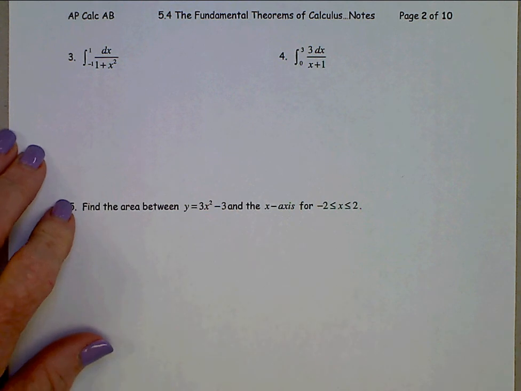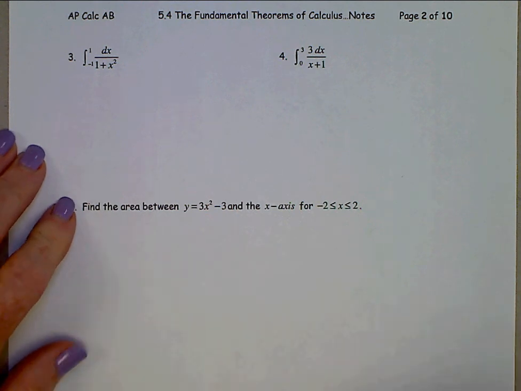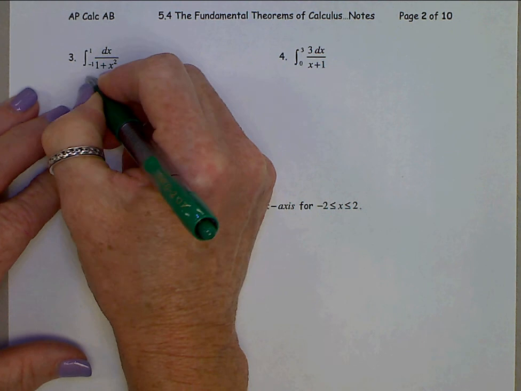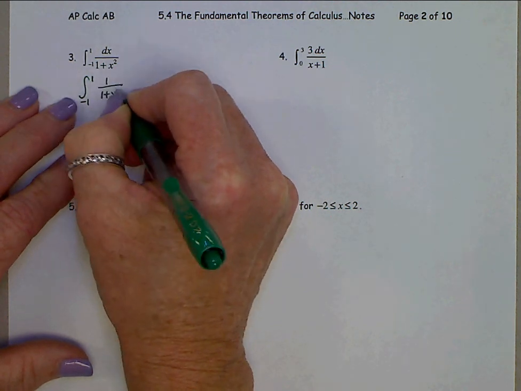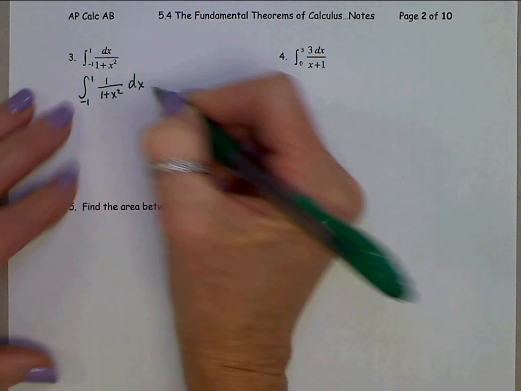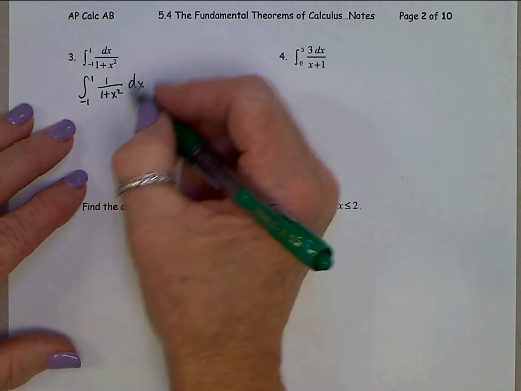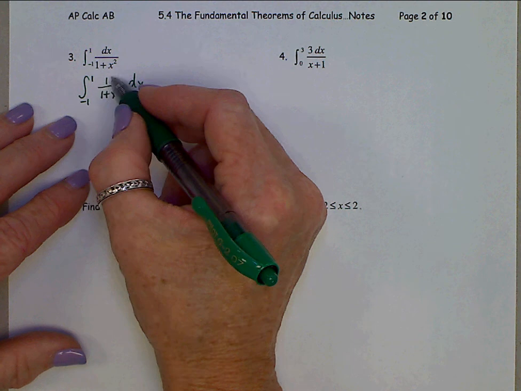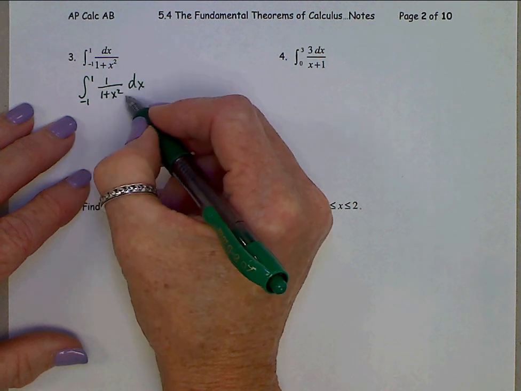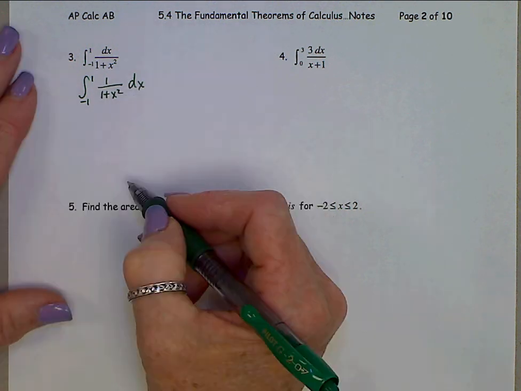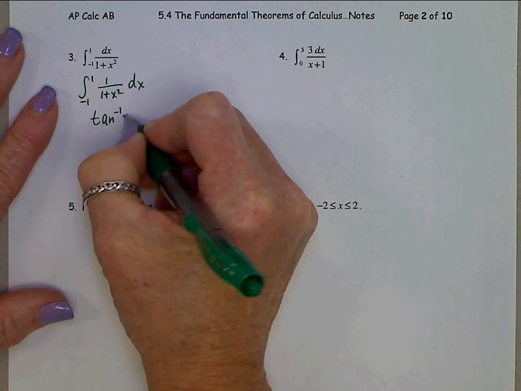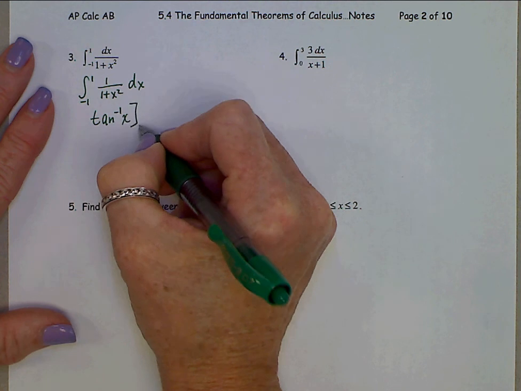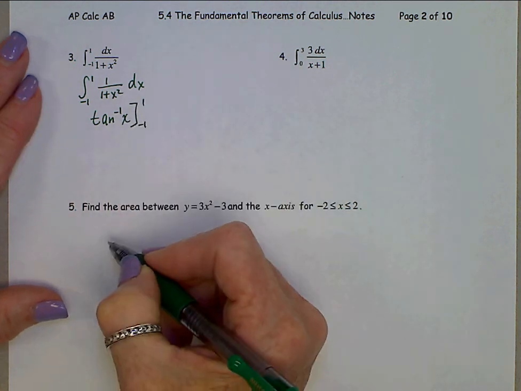When we look at this first one, it might be helpful for you to rewrite that as 1 over 1 plus x squared dx. And now we look at this and we think, what thing, when you take the derivative of it, gives us 1 over 1 plus x squared? And that is inverse tangent of x. We're going to evaluate that from negative 1 to 1.